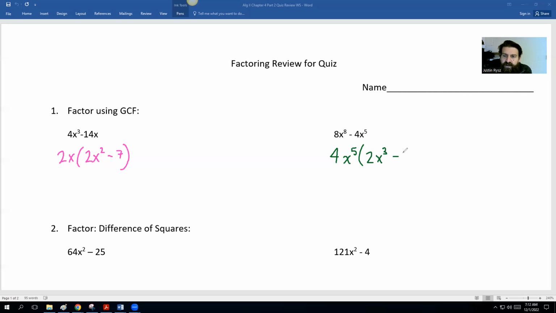Then minus 4 divided by 4 is 1. We have 5 x's and we got rid of 5, so there'd be no more x's. So it's just minus 1 at the end. Okay, so there's GCF factoring. Pretty straightforward.